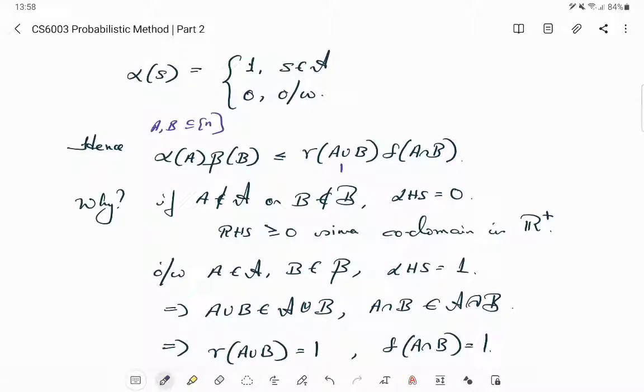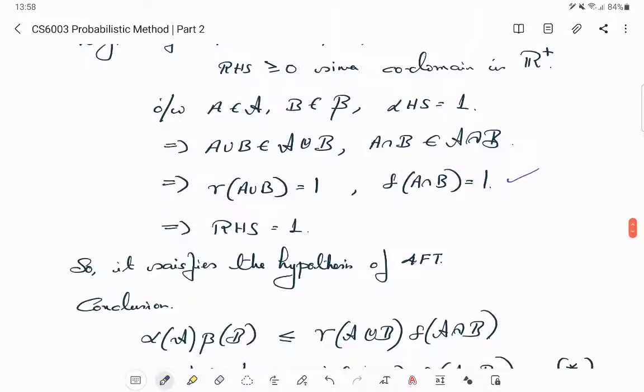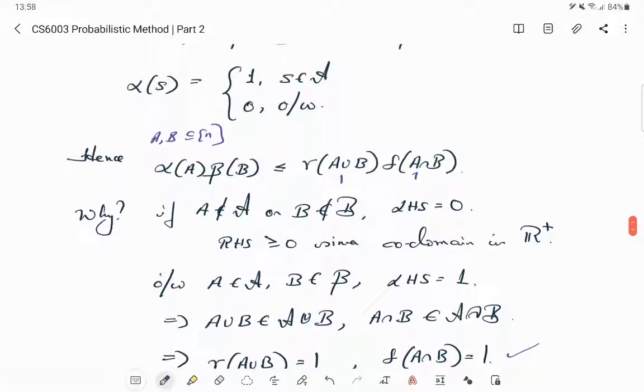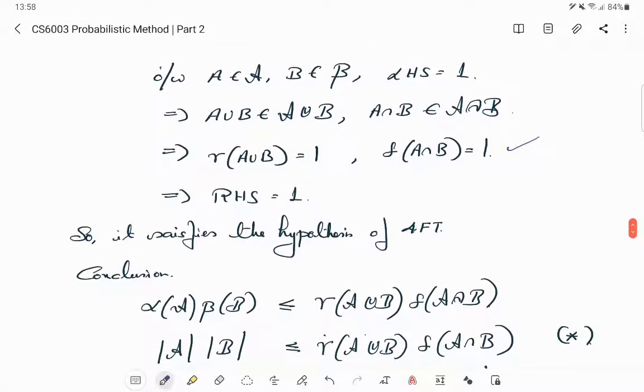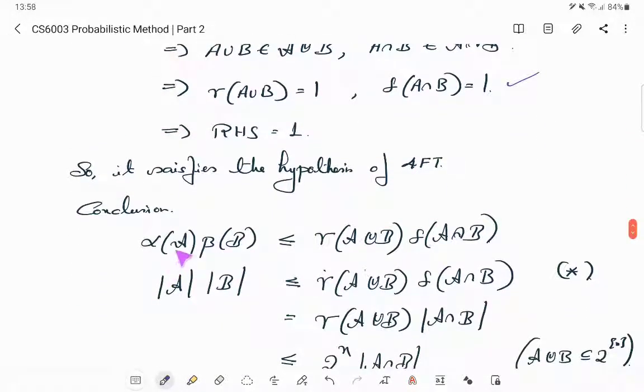Okay, so this will be 1. Similarly, since A is from the first family and B is from the second family, by definition of the double intersection, this A intersection B is a member of the double intersection, and hence the characteristic function delta of it evaluates to 1. So this inequality becomes 1 less than or equal to 1, which is also satisfied. Which means these 4 functions satisfy the requirements, the premises for the 4 functions theorem. Hence we can say that the conclusion is also true.